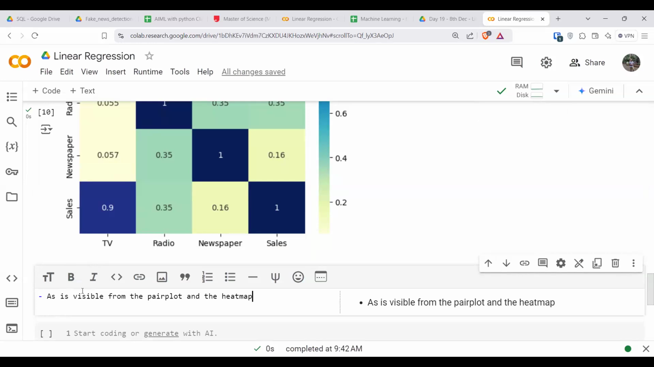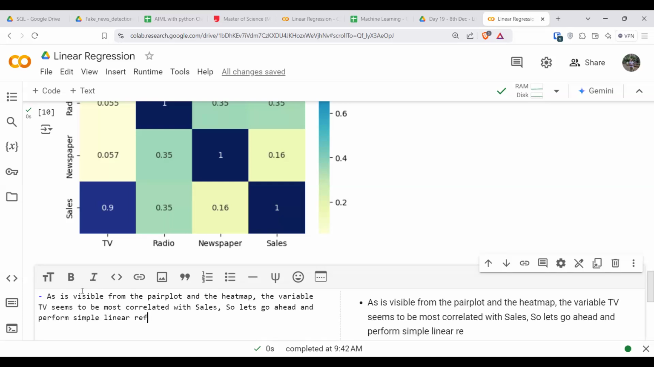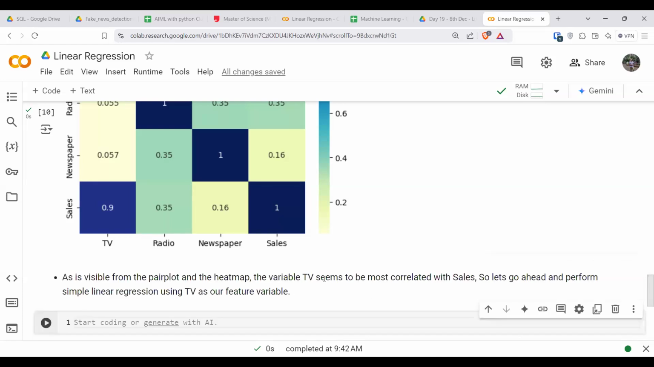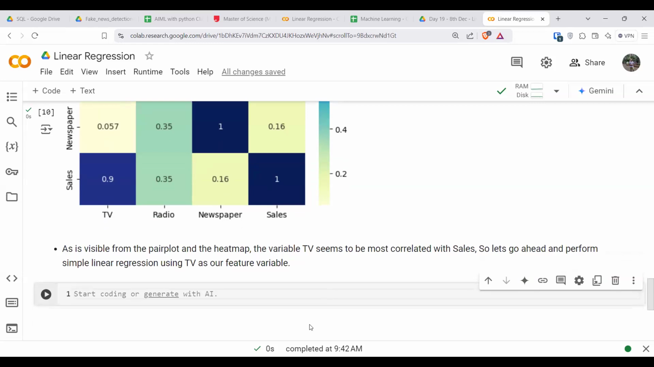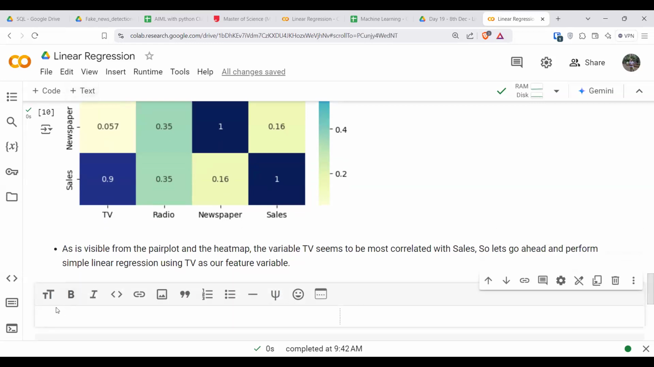So let's go ahead and perform simple linear regression using TV as our feature variable, right? TV has a high correlation with respect to your target variable, that is your sales. So let us perform a simple linear regression. And the reason why we are doing this is we wanted to see the statsmodels library, right?